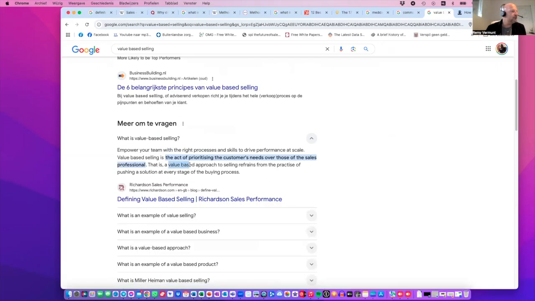A value-based approach to selling refrains from the practice of pushing a solution. Of course. Of course, we're not pushing a solution. We try to achieve value by offering and creating and matching a solution. We should do what? Yes, analyze problems. And how is that called? Consultative selling. So, old wine in new bottles. A lot of myth debunking.